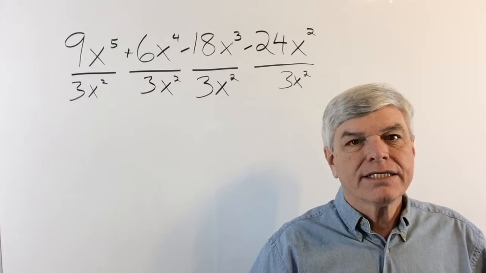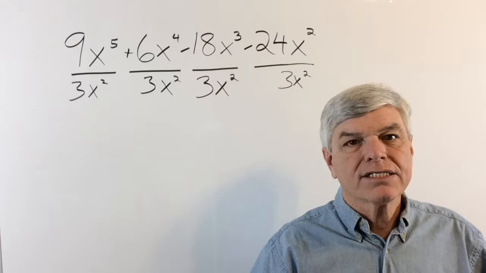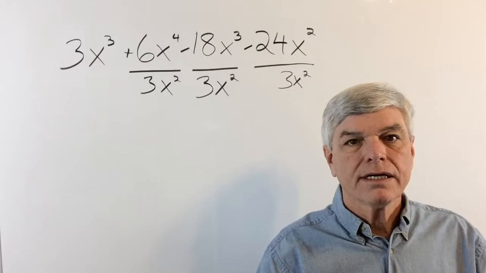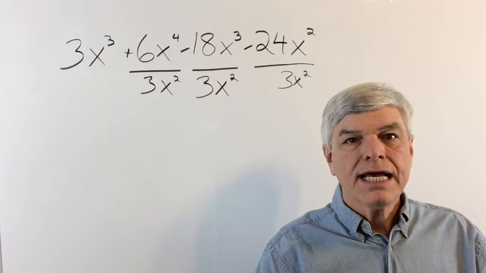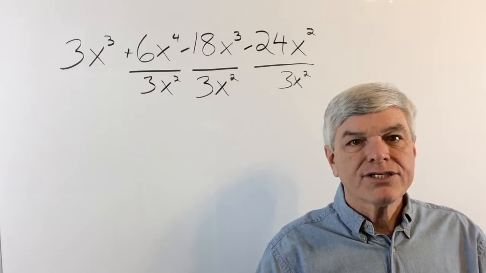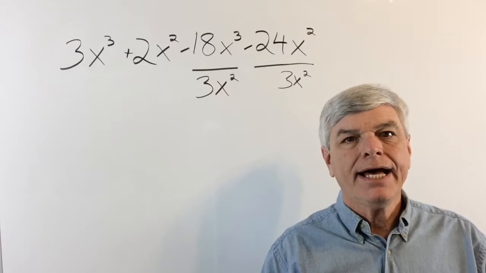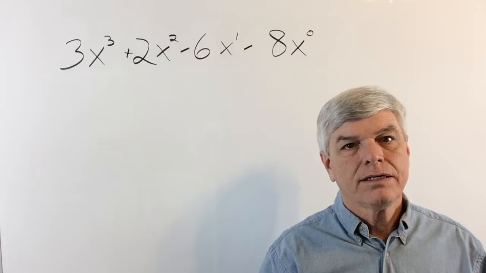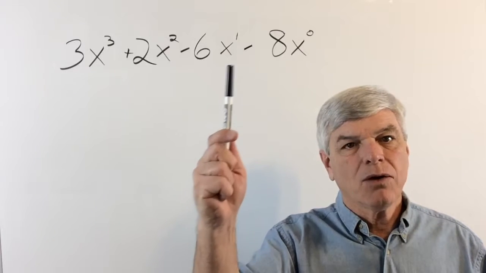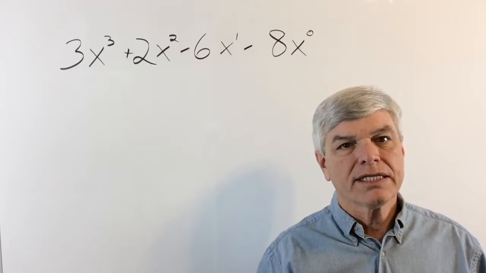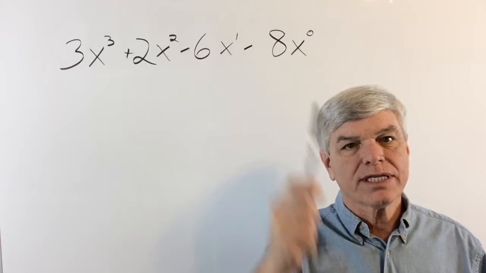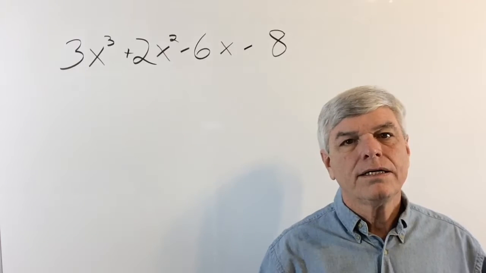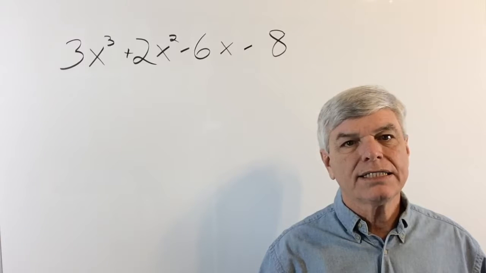And 9x to the 5th divided by 3x squared. Let's see, 9 divided by 3 is going to be 3, and 5 minus 2 is 3x cubed. And let's do the same for the next term, and let's do the next two. Okay, but I don't need that 1 for an exponent there, and I don't need this x with an exponent of 0. Much better, and that divides out all evenly and real nice.